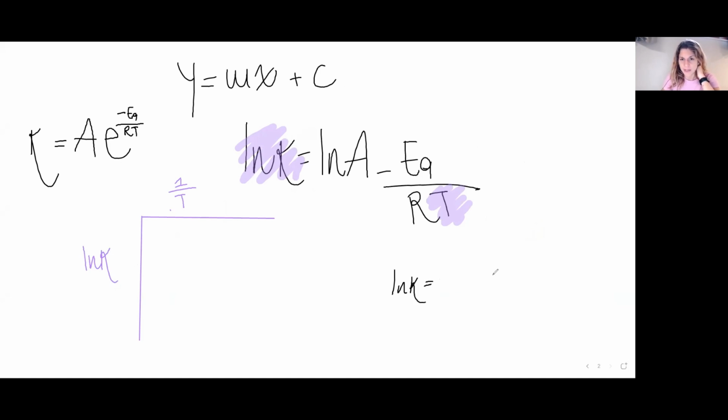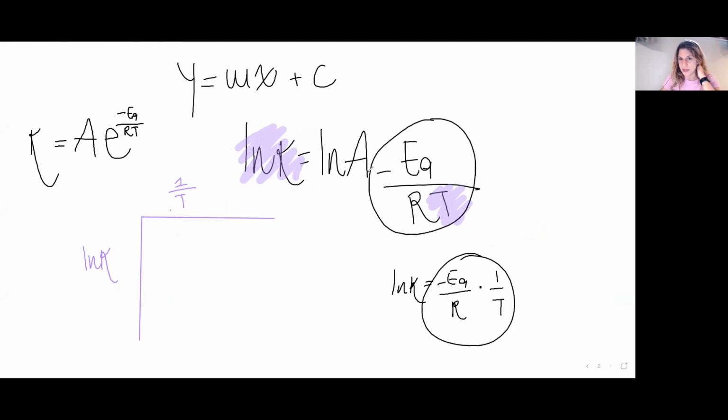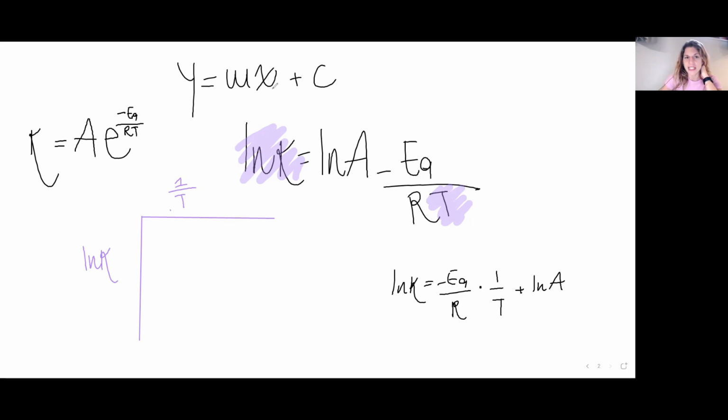A natural logarithm of k minus Ea over R times 1 over T. This, as I wrote it here, is exactly the same as this one, because I've just separated the temperature. And then we have a plus ln A. So we arrange things a little bit.